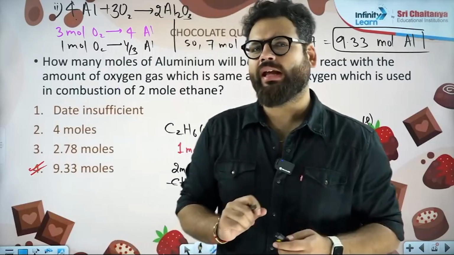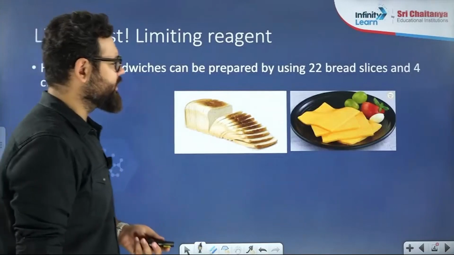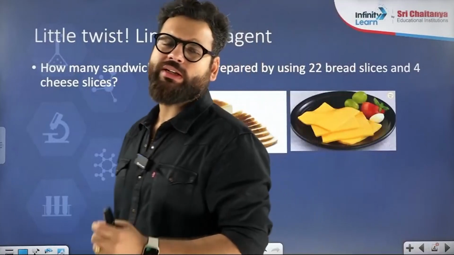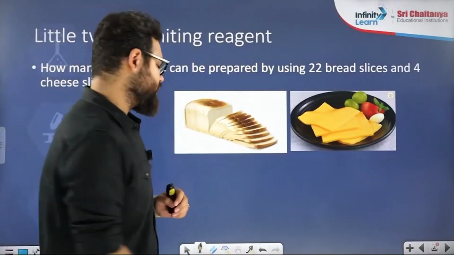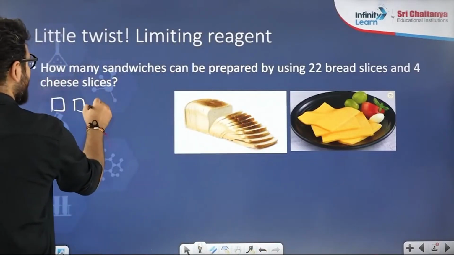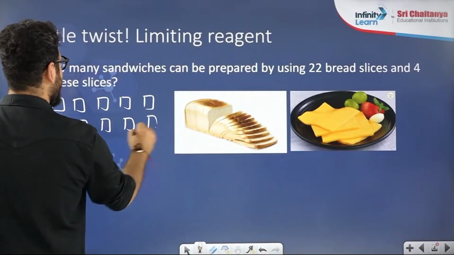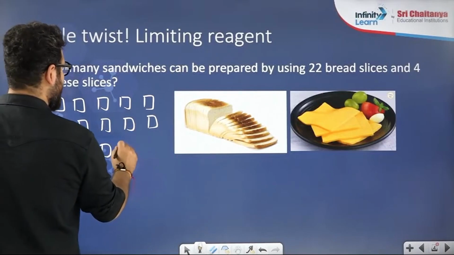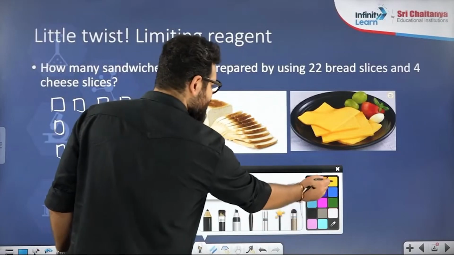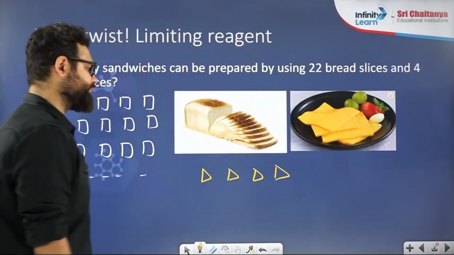I gave you one scenario yesterday where I told you that if there are so many bread slices but only 4 cheese slices, then how many sandwiches can be formed? You said, sir, only 4 sandwiches. Why? Because here the breads were too many. So many breads were available, and cheese slices were only 4.